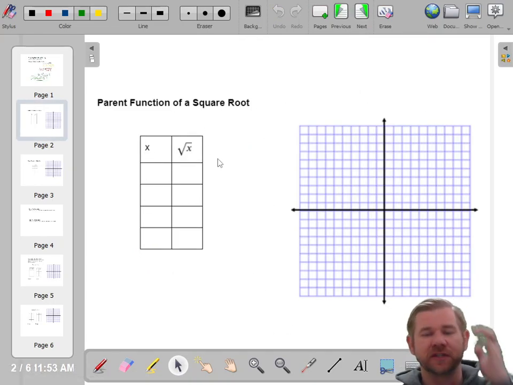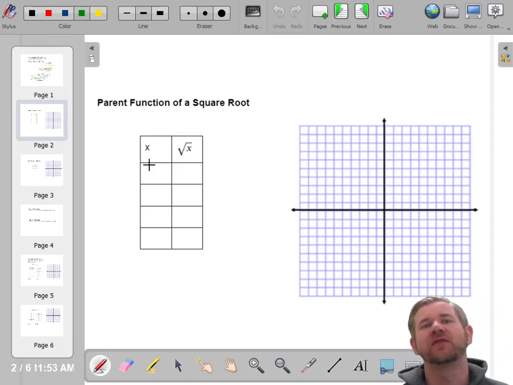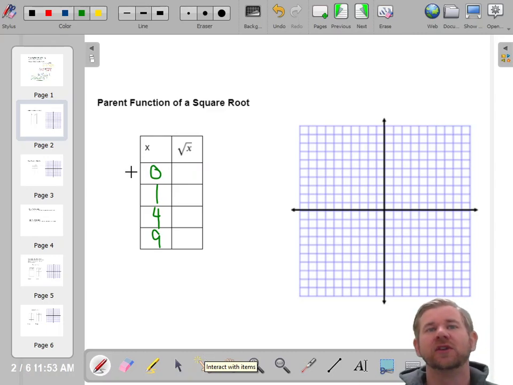Let's talk about parent functions. If you're going to graph square roots, you should use perfect squares. So the first 3 or 4 perfect squares are 0, 1, 4, and 9. The reason I'm picking those is because when I want to graph this, I want them to be nice. So the square root of 0 is 0, the square root of 1 is 1, the square root of 4 is 2, and the square root of 9 is 3.